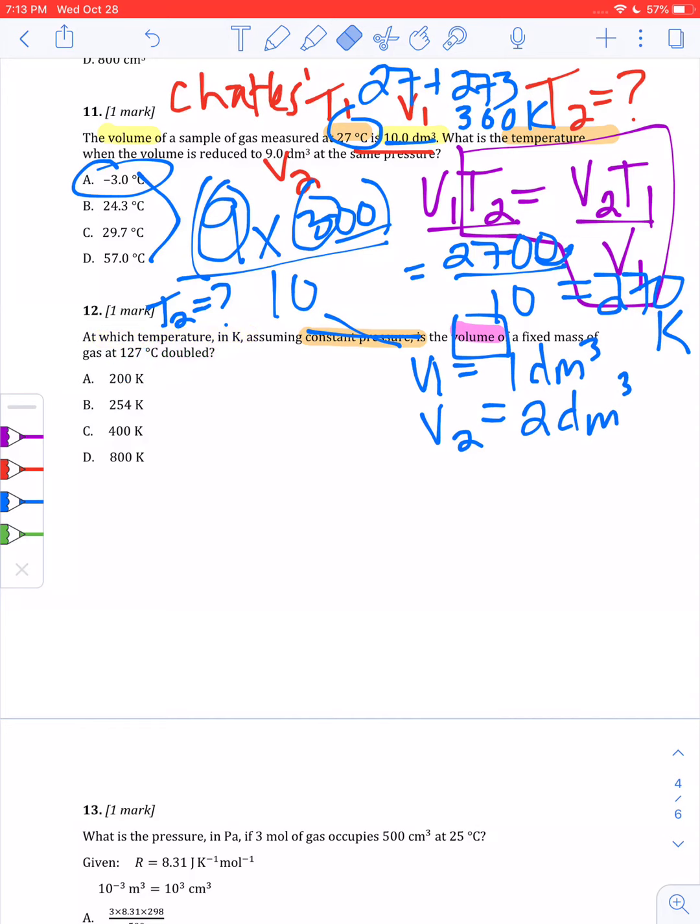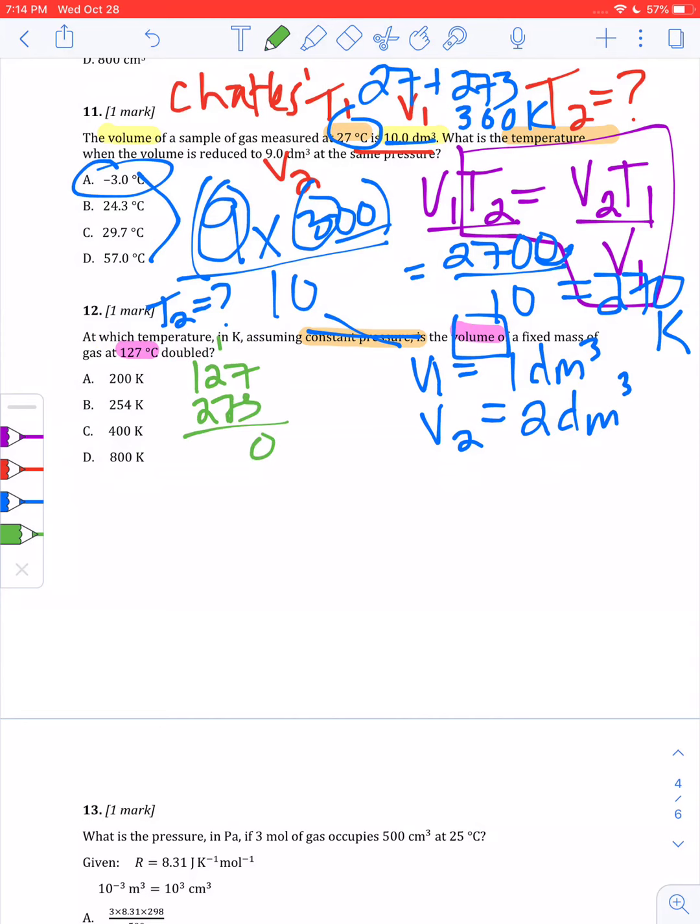Okay, and then the only other thing I have to remember before I start plugging stuff into my equation is, if I come back over here to this 127 degrees Celsius, remember I do need to change that to Kelvin.